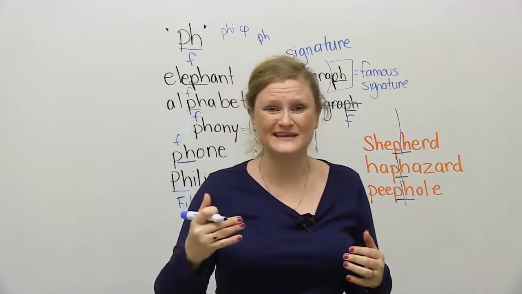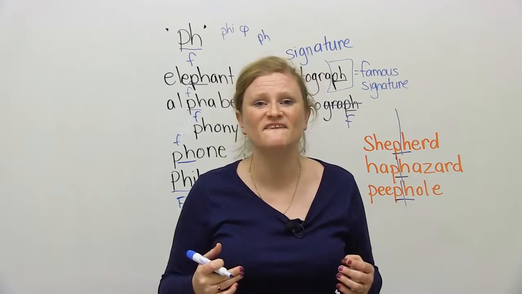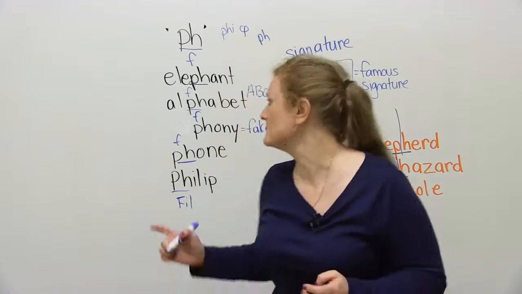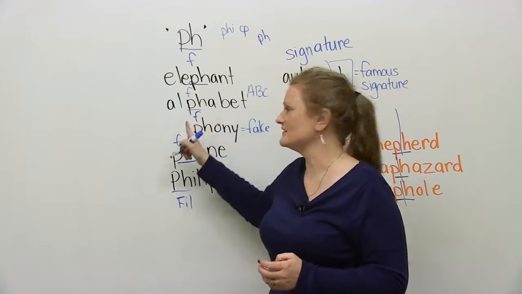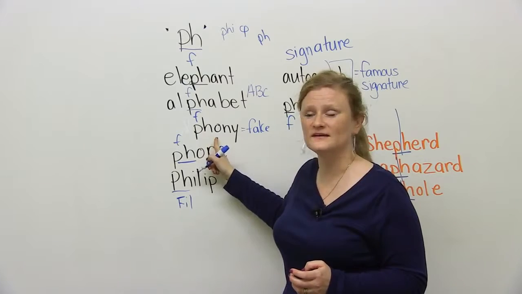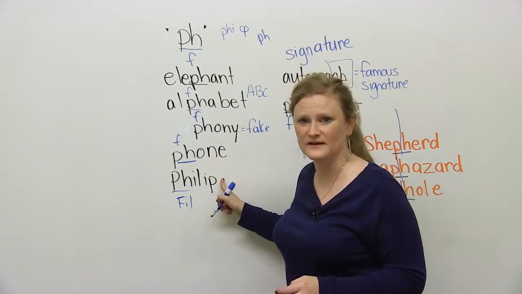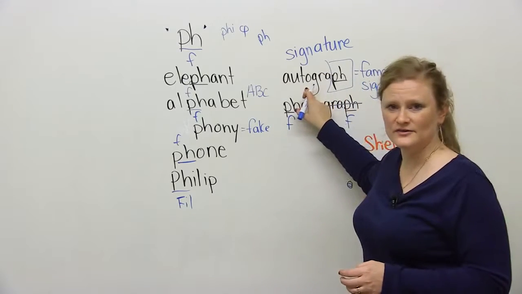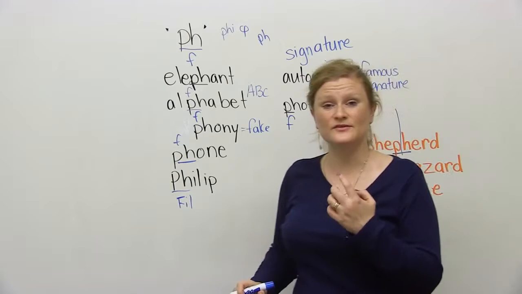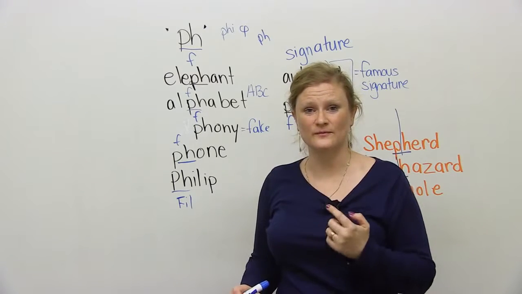And when you have the PH sound in English, it's always going to sound like an F. Elephant, alphabet, phony, phone, Philip, autograph, and photograph.